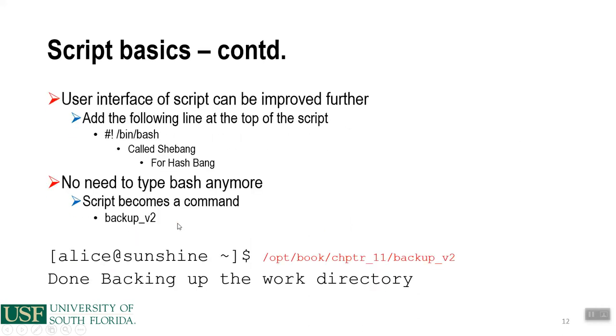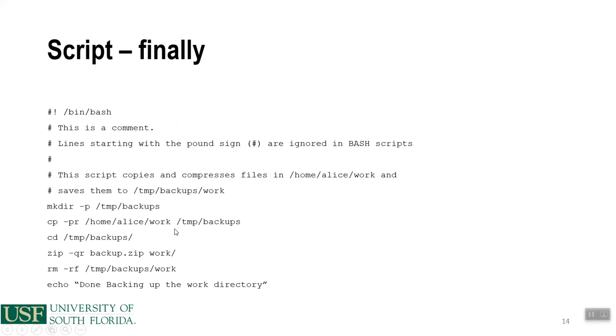execute that particular script. Now we can have the hash shebang /bin/bash at the top. So now we don't even have to type bash into the interpreter. What we can do is just type in that file name, and it'll execute automatically, because the bash interpreter knows to run anything that has the /bin/bash at the top. So we have the comments below. The hash, this is a comment. Lines starting with a pound sign, hash, are ignored in bash scripts. So these are all different types of comments.